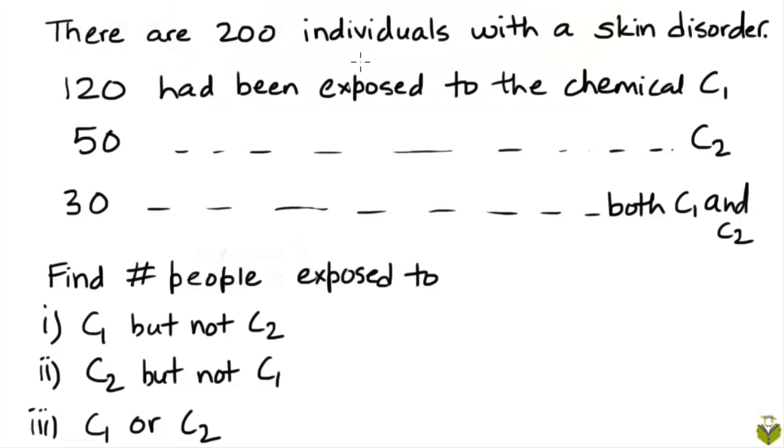There are 200 individuals with a skin disorder. Among them, 120 had been exposed to the chemical C1, 50 had been exposed to the chemical C2, 30 had been exposed to both the chemicals C1 and C2. We have to find the number of people exposed to C1 but not C2, C2 but not C1, C1 or C2. So the question has three parts. We have to find the values of all these three.